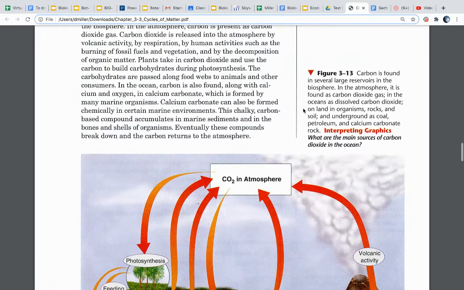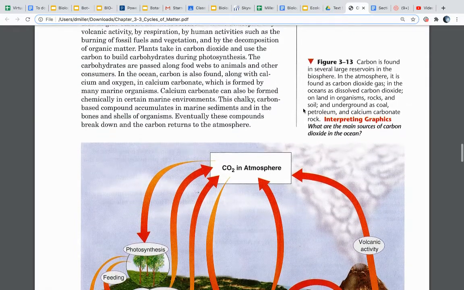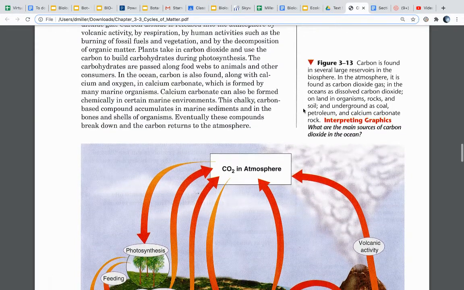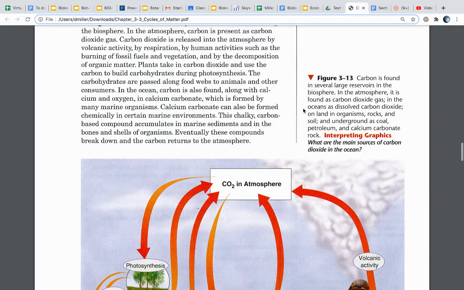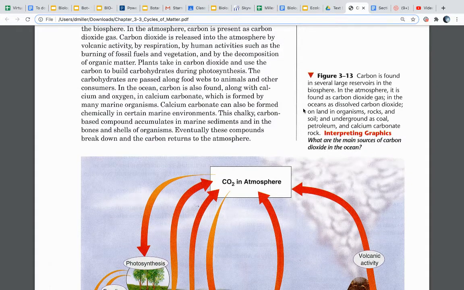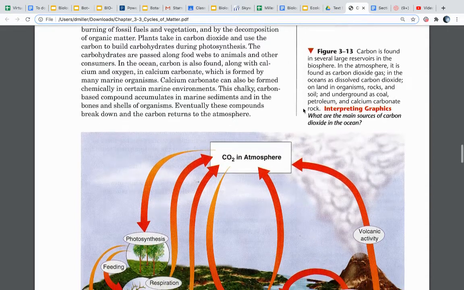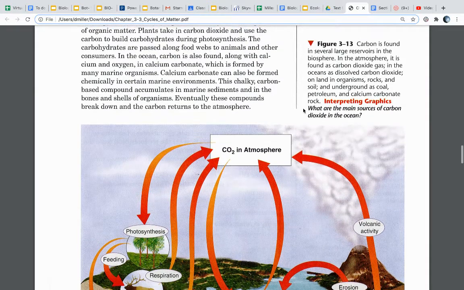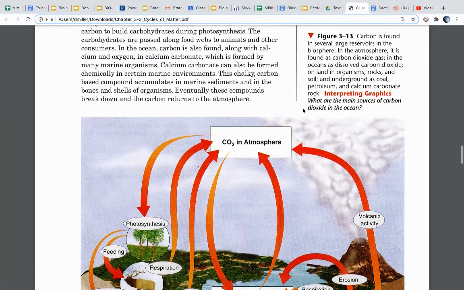In the atmosphere, carbon is present as carbon dioxide gas. Carbon dioxide is released into the atmosphere by volcanic activity, by respiration, by human activities such as the burning of fossil fuels and vegetation, and by the decomposition of organic matter. Plants take in carbon dioxide and use the carbon to build carbohydrates during photosynthesis. The carbohydrates are passed along food webs to animals and other consumers.